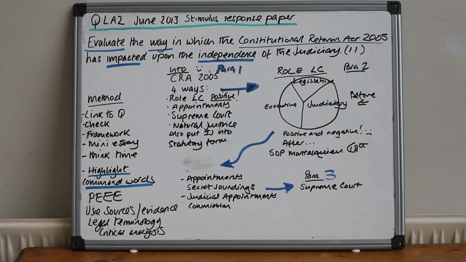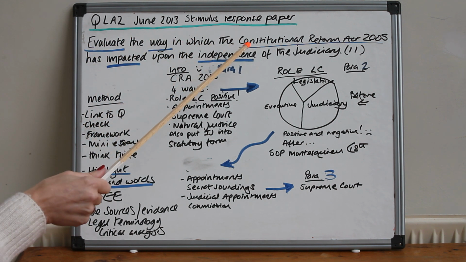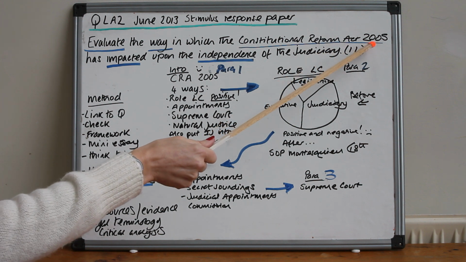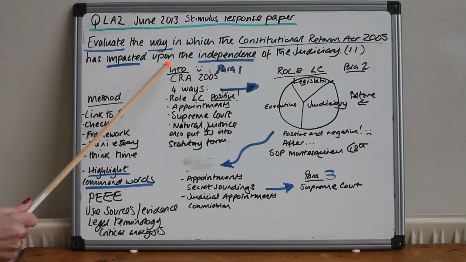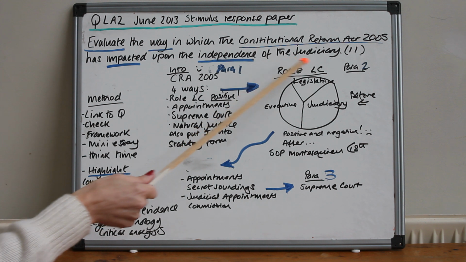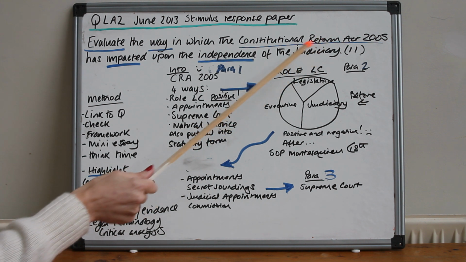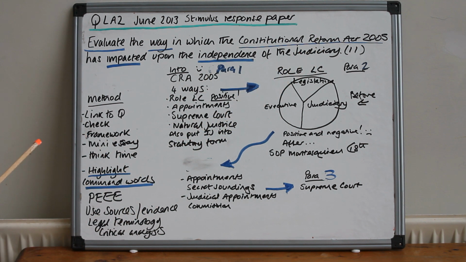Right, today we're going to look at the question: evaluate the way in which the Constitutional Reform Act 2005 has impacted upon the independence of the judiciary. Okay? Now what we're going to start off with is a kind of reminder really of what we should be doing with all questions, but we'll remind ourselves before we start this one.